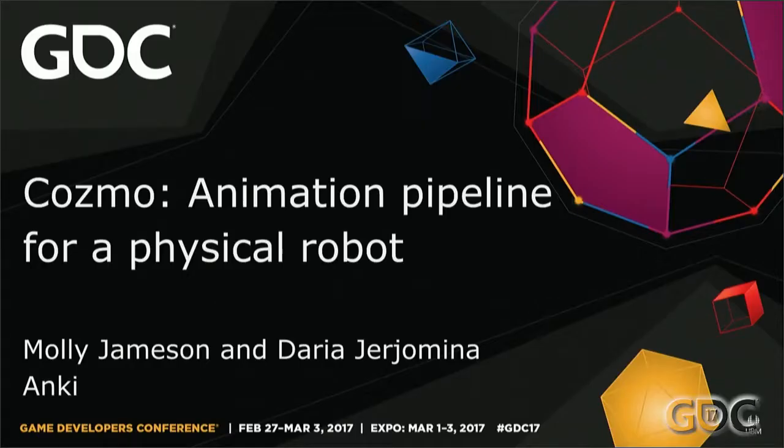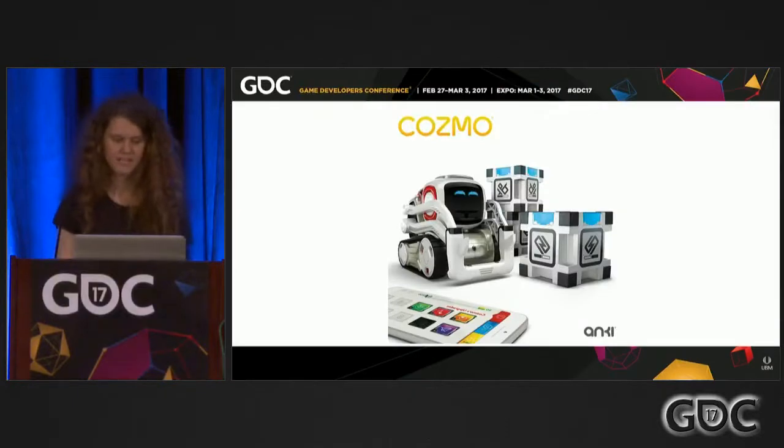All right, so thanks for coming out to this talk. It's titled Cozmo, Animation Pipeline for a Physical Robot. And it's probably not very standard for GDC, because it's not really about a video game in a strict sense of the word. However, it's certainly game-related. It's going to be about a physical robot, Cozmo.